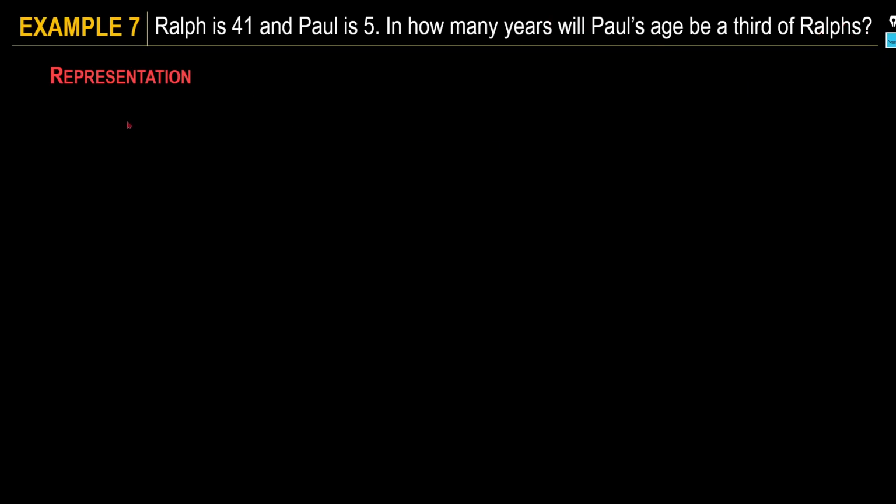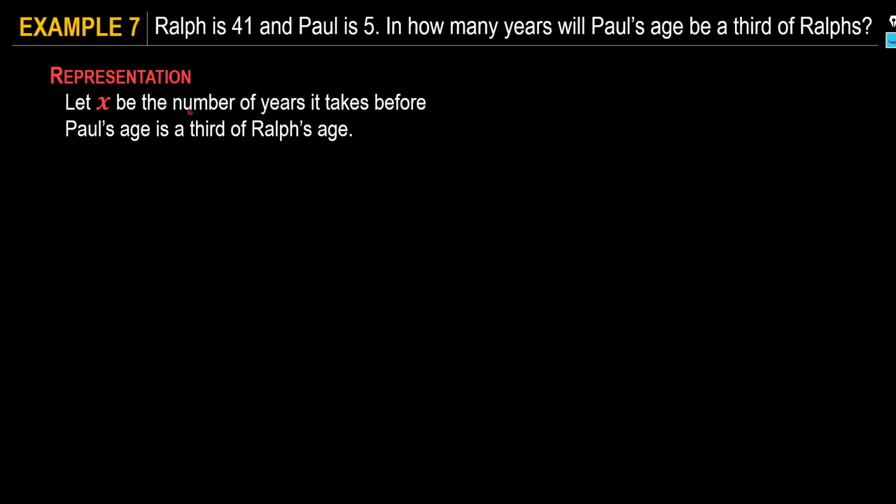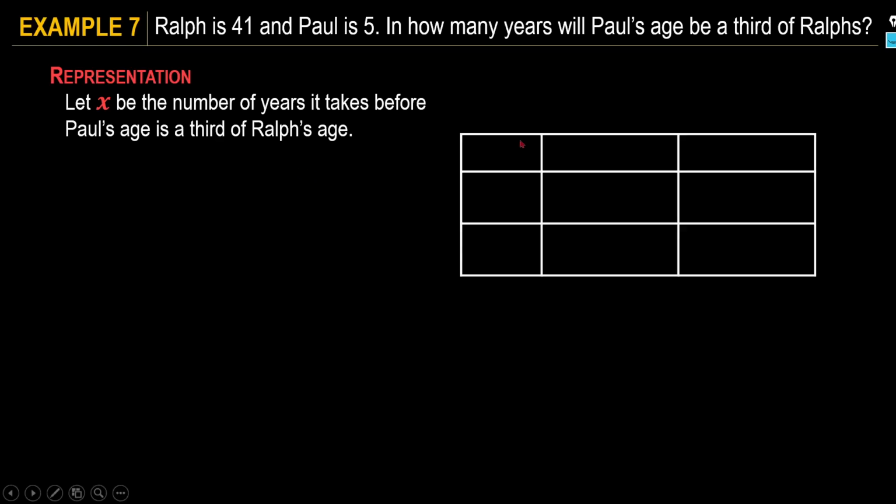Okay, so I will let x be exactly that. The number of years that it will take before Paul's age is a third of Ralph's age. Ang haba ng representation mo, pero yan yung tamang gawin. And based on that, ngayon pa lang tayo gagawa ng table. We have, of course, Ralph and Paul there. Siyempre, meron ko ng present time. Ralph is 41. Paul is 5.